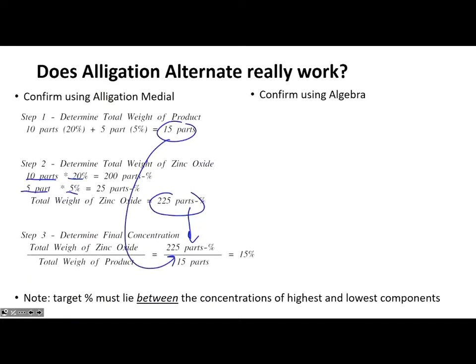Here's what's kind of cool though. Do you see that your parts units cancel? You have parts in the numerator, you have parts in the denominator. The units of parts cancel each other. So all you have to do is take the number 225 divided by 15. What is that? Do that on your calculator. 225 divided by 15 is 15. And you'll see that the last remaining unit is percent. So we've just proven that mixing 10 parts of 20% with 5 parts of 5% gives you 15% final concentration.